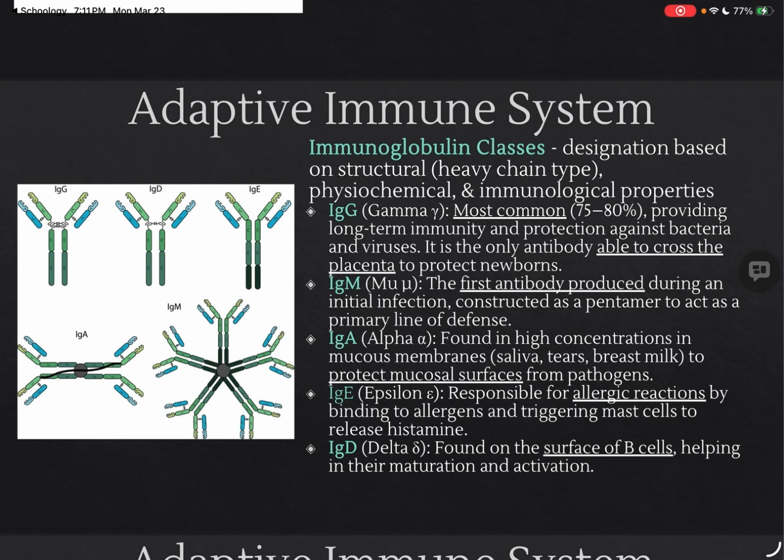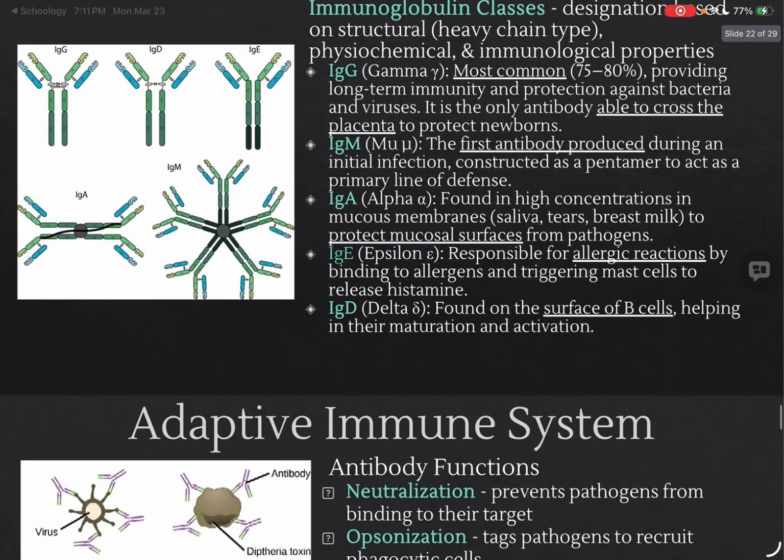IgE, or Ig epsilon, is responsible for allergic reactions by binding to allergens and triggering mast cells to release histamine. And then finally, IgD, delta. They're found on the surface of B cells, and they help with their maturation and activation.